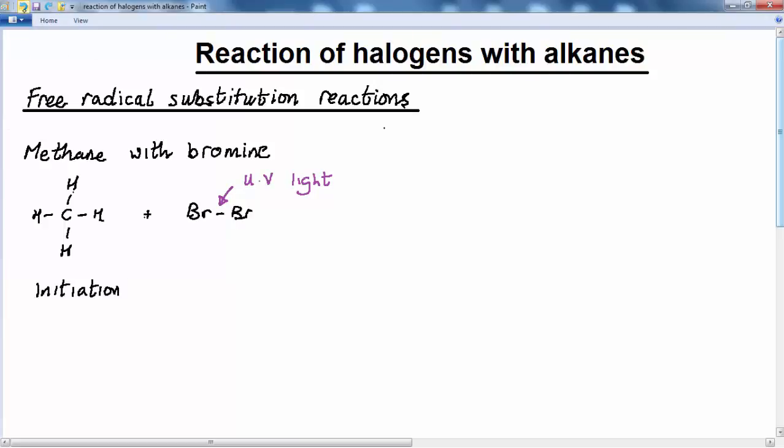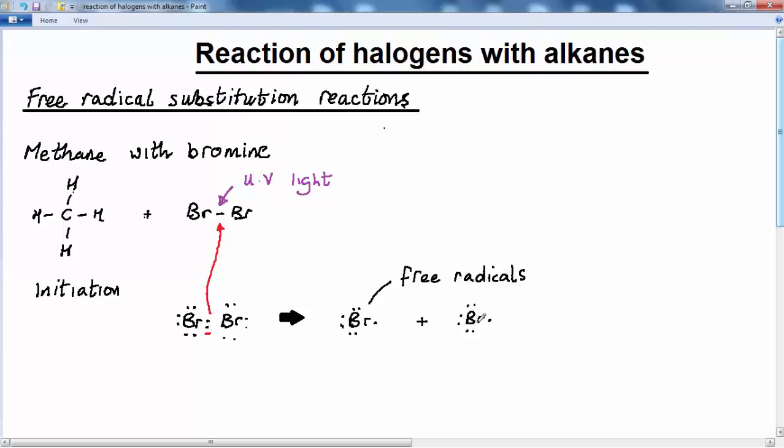This is the initiation. We remember that the bromine atom has 7 outer electrons, 3 pairs and 1 unpaired, and that shares its unpaired electron with the unpaired electron of another bromine atom. So these two shared electrons form this covalent bond. When the UV light interacts with this bond, it splits the bromine molecule into 2 bromine atoms with an unpaired electron. These are called free radicals. They are not happy in this state, as they don't like having 7 outer electrons. They want 8 outer electrons, so they're going to do something about it.